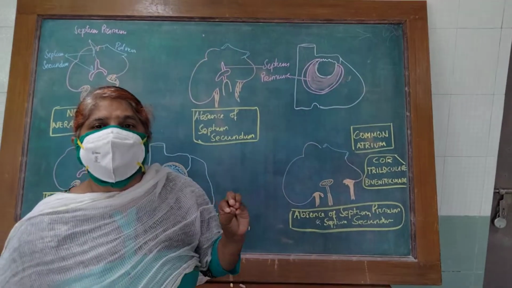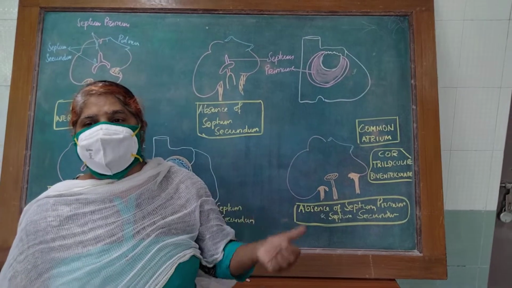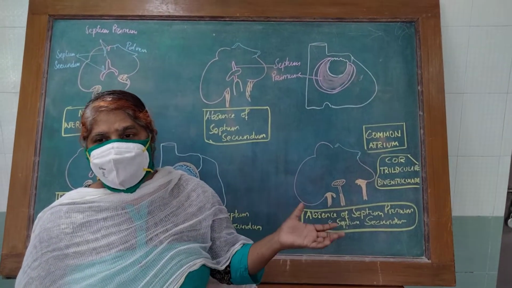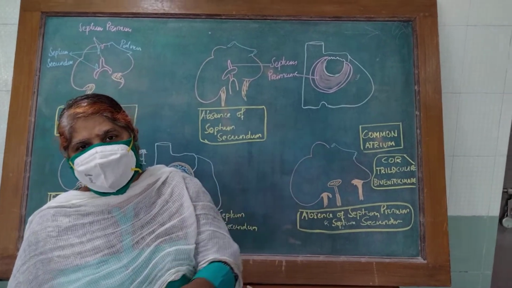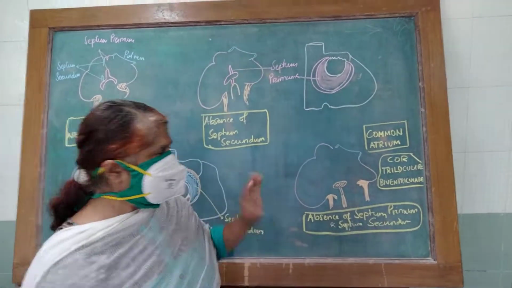Either septum secundum is very short, or there is absence of septum secundum, which gives rise to a larger size of the ostium persisting. So the blood can circulate from the right side of the atrium to the left side of the atrium. They are not being separated from each other.